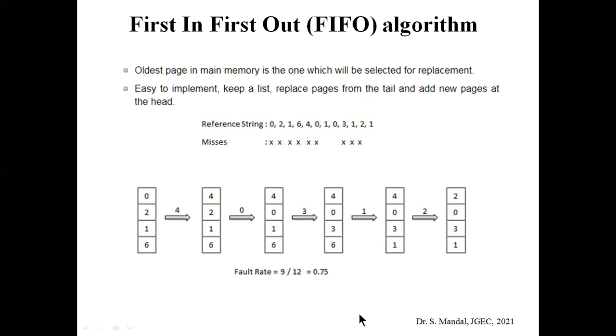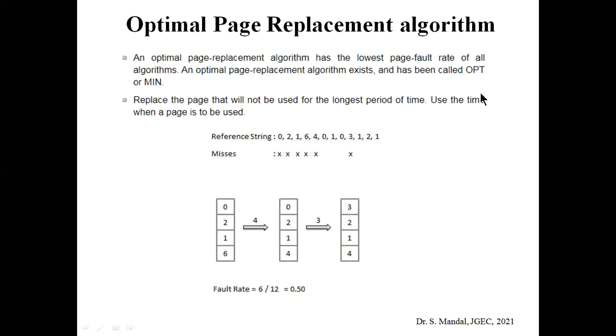So 9 by 12, that is 0.75. So that is the FIFO algorithm. But here the main disadvantage is the fault rate is very high. It should be remembered that if you want to implement it easily, keep a list, replace the pages from the tail, and add a new page at the head, like this.